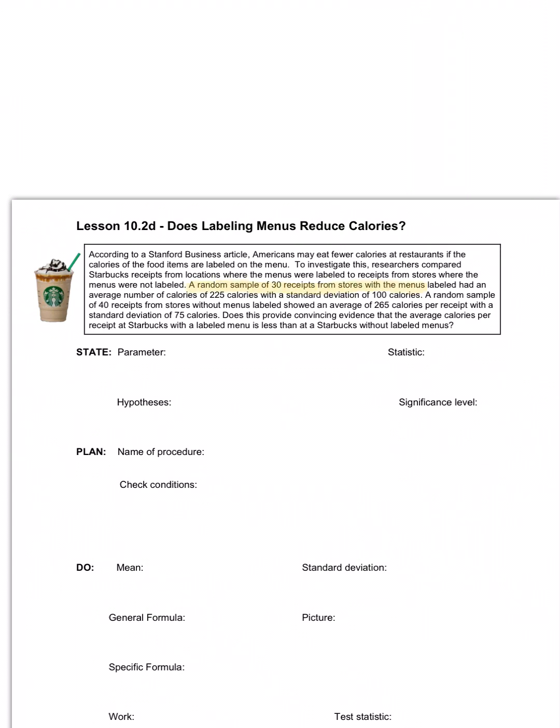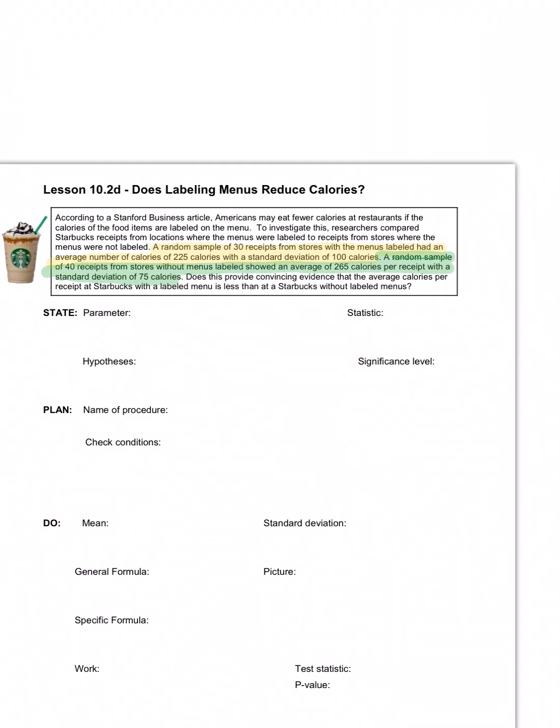A random sample of 30 receipts from stores with labeled menus had an average of 225 calories, with a standard deviation of 100. And then a random sample of 40 receipts from stores without menus labeled had an average of 265 with a standard deviation of 75. Does this provide convincing evidence that the average calories per receipt at Starbucks with a labeled menu is less than at Starbucks without the labeled menu? Lots of words, right? So let's figure this out.